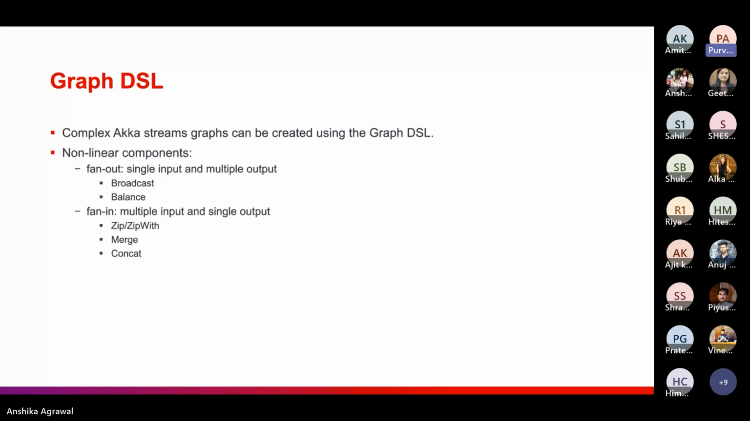Now, both these operations, fan-in and fan-out, are essential building blocks in the Akka Streams graph DSL, domain-specific language. They allow you to merge and split the streams, enabling various complex stream processing scenarios. And these fan-in and fan-out components, along with sinks, flows, and sources, can be used to design graphs of arbitrary dimension and complexity.